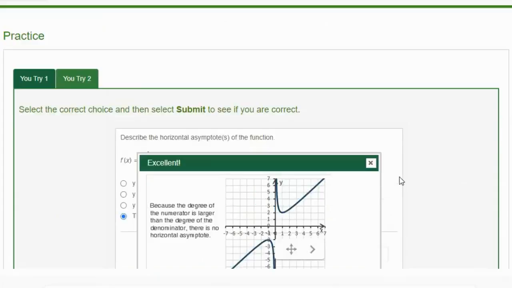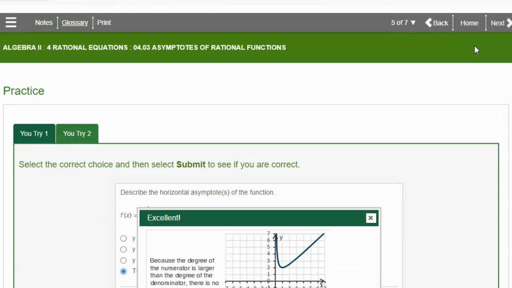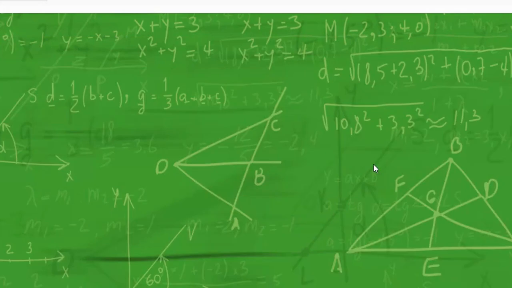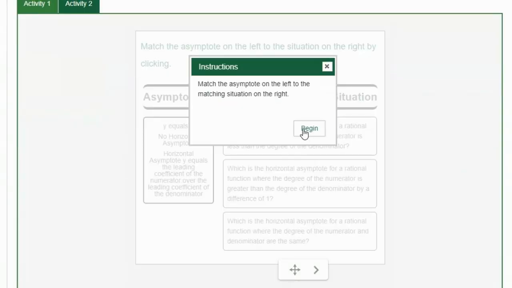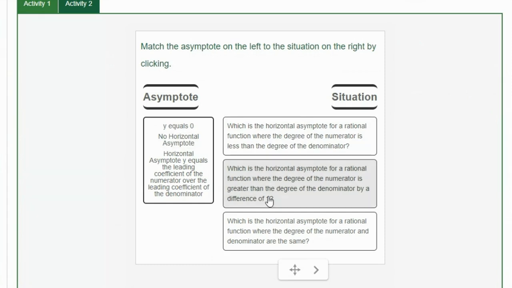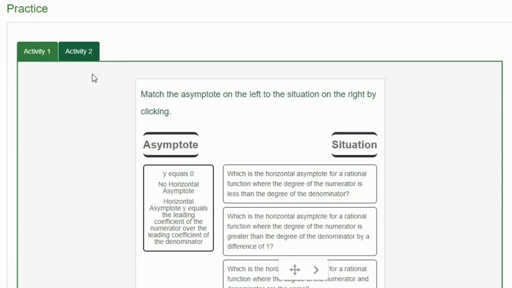All right, very good. There's one more page of practice problems. I'll leave those for you guys to work through. Activity 1: match the asymptote to the situation. When does it equal 0? When is it not 1? And when is it the leading coefficient? The degree of the numerator is less than, the degree of the numerator is greater than, or they are the same. See if you can match those. That's a really good one.